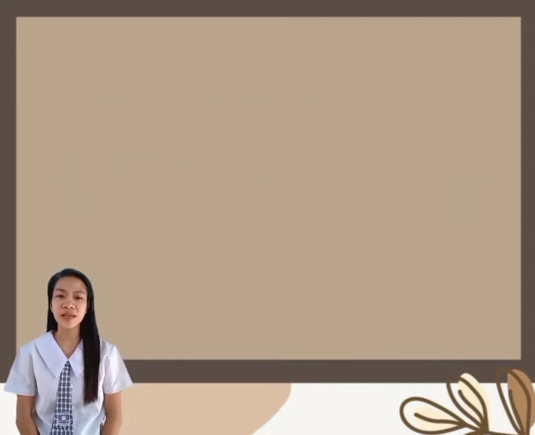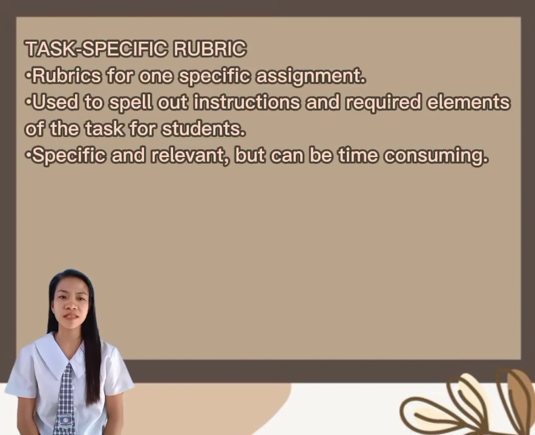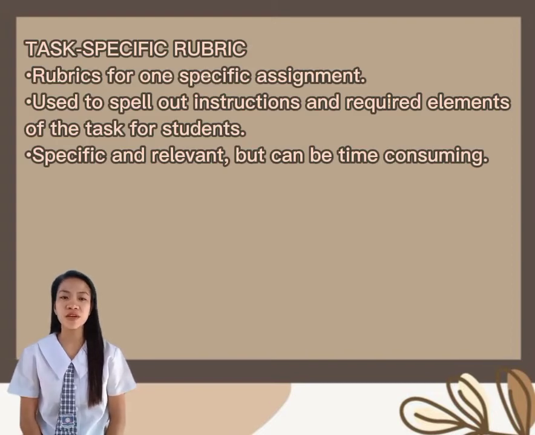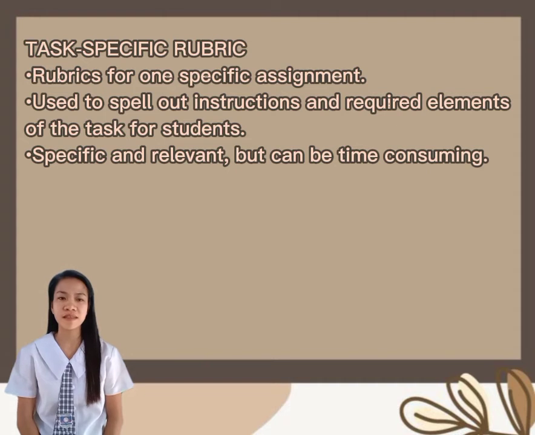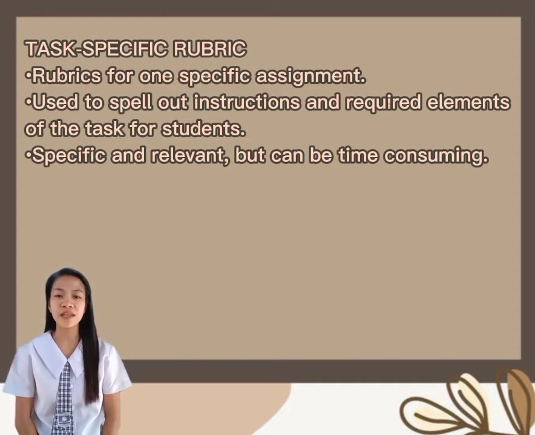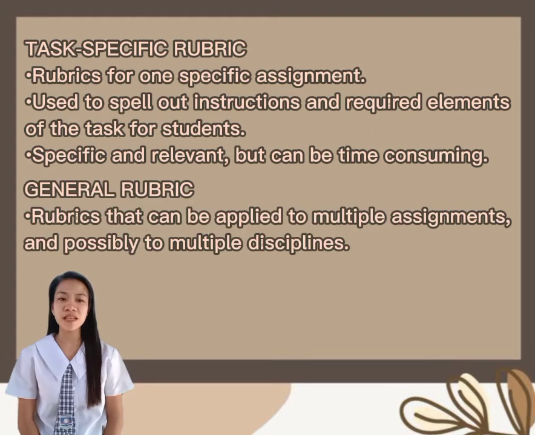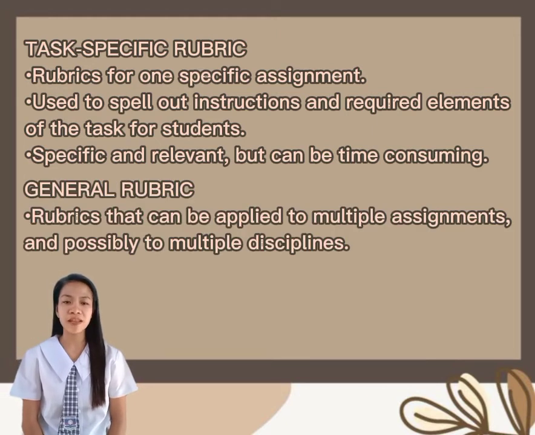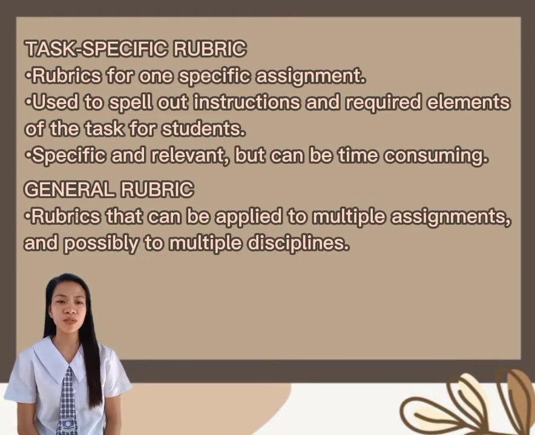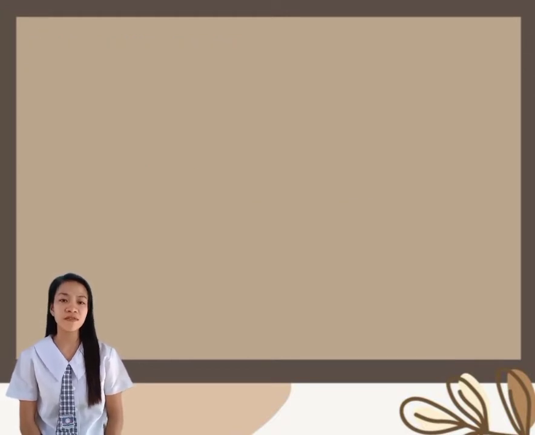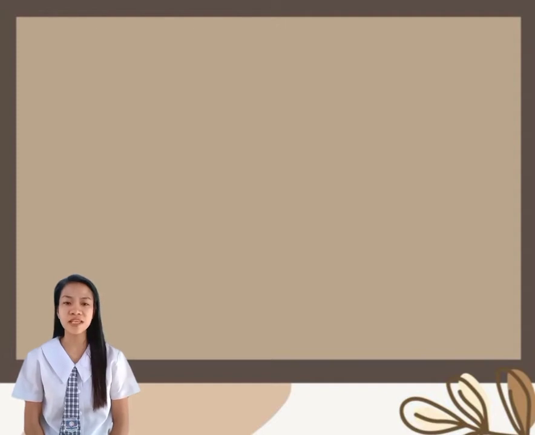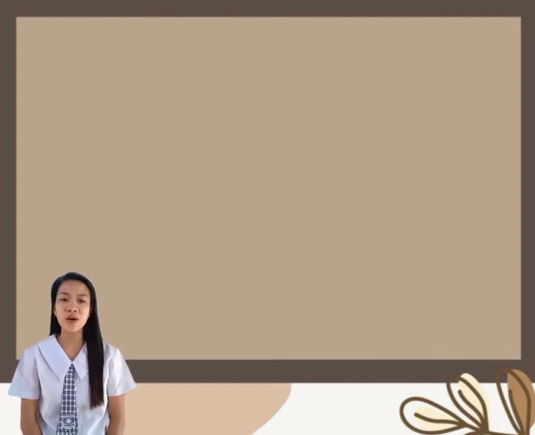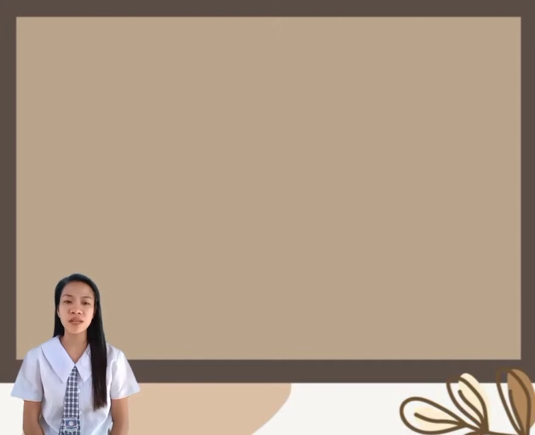For the summary, here is the comparison between the two rubrics. Task-specific rubric: rubrics for one specific assignment, used to spell out instructions and required elements of the task per student. Specific and relevant but can be time-consuming. For the general rubric: rubrics that can be applied to multiple assignments and possibly to multiple disciplines. For additional information, task-specific rubric is used when knowledge is being assessed, while general rubric is used when reasoning, skills, and products are being assessed.